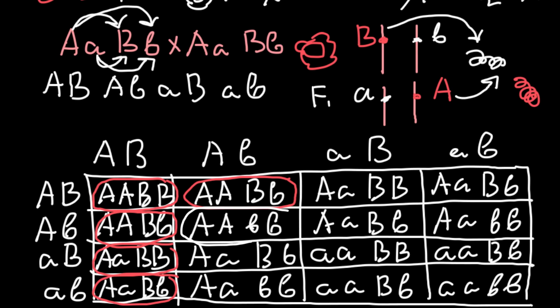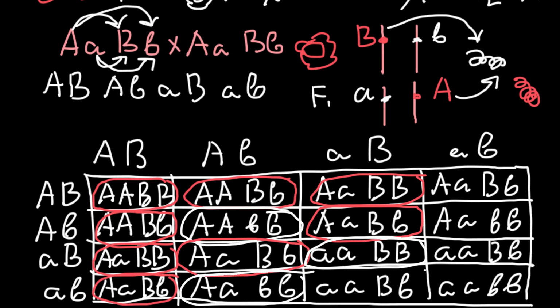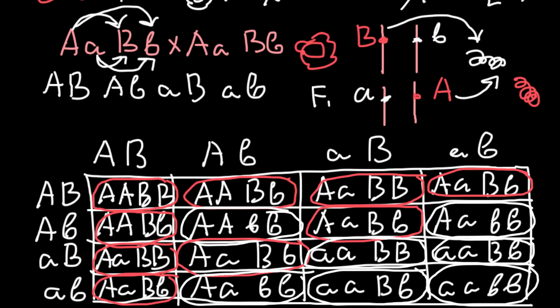So this genotype would produce white flowers, and this genotype would produce red flowers, white flowers here, red flowers here, and red flowers here, white flowers here, and white flowers here, red flowers here, and white flowers here, and this genotype also would produce white flowers, and of course this genotype also would produce white flowers.